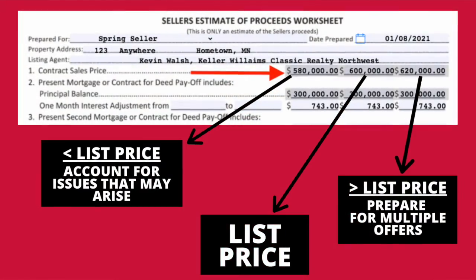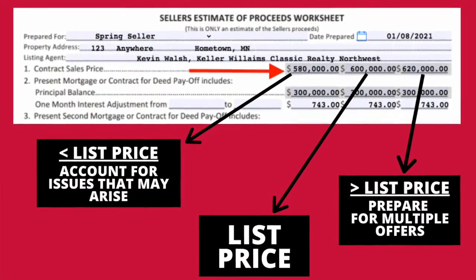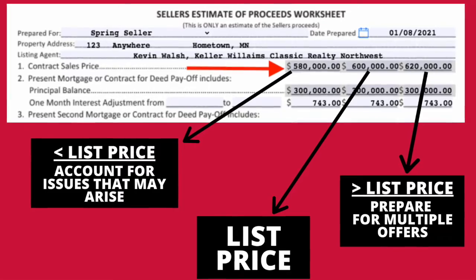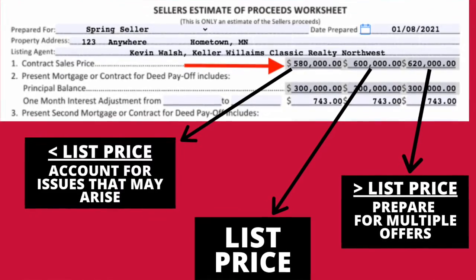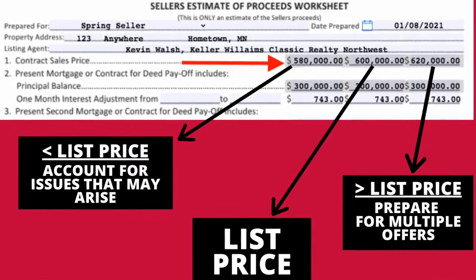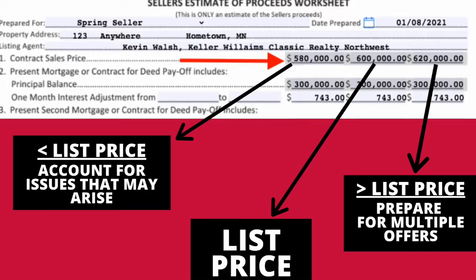So I've put in a cushion on the downside of 580. Maybe perhaps planning for something that might come up during the inspection, or hey, let's just say on the flip side of that, you have multiple offers on your home and you have a couple of buyers bidding up the price. Wouldn't that be cool? So I put 620 on the high side.